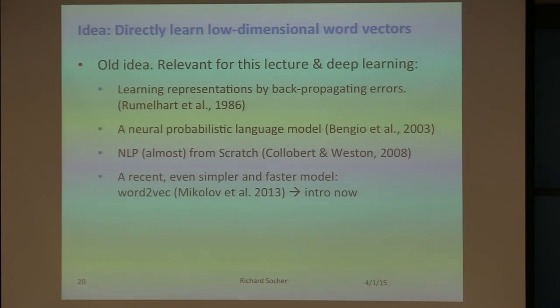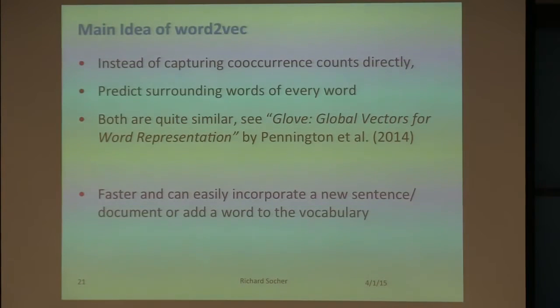A much more recent and even simpler and faster model than all these is the so-called Word2Vec from Tomas Mikolov. It's very simple, so it's really great for us to get our eventual backprop chops and our taking-derivatives chops up and running. So that's what we'll start now. The main idea of Word2Vec is, instead of capturing co-occurrence counts that you collect globally for your entire corpus, you will just try to predict the surrounding words of every word.